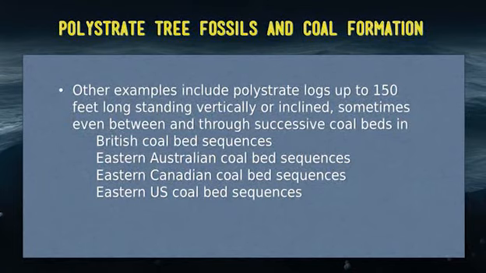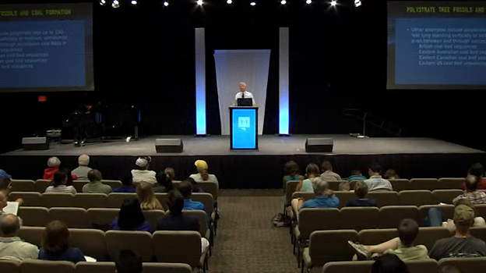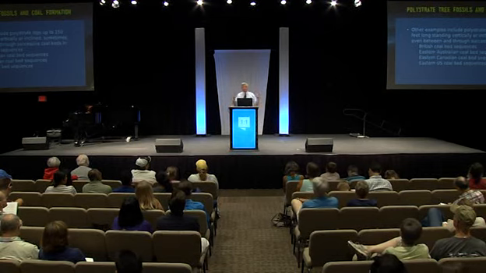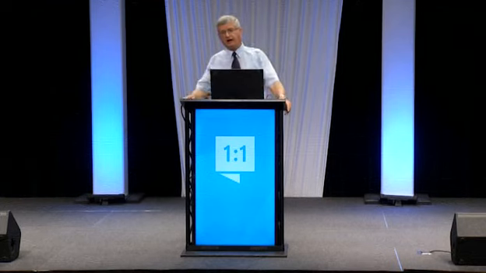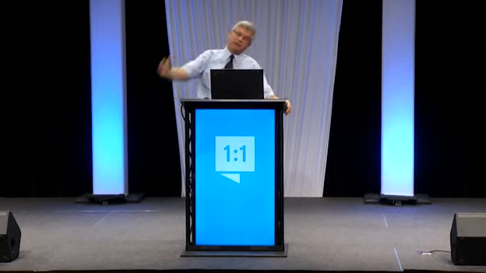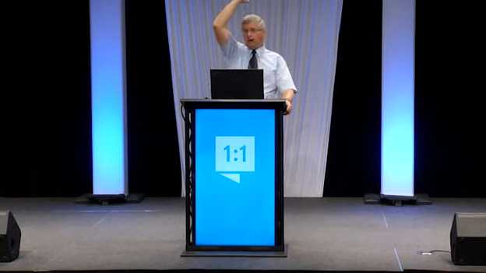Some of these trees when they were found, 150 feet long. Some of them standing vertically, some inclined, and sometimes between and through successive coal beds. I know of an example that was found in the 1840s and 1850s in Britain, where the testimony is it went all the way from one coal bed through another coal bed above it, over 150 feet long. I've had the same testimony from a coal miner in the Newcastle area in Eastern Australia, where one of these tree stumps went from one coal bed right through, up through another coal bed. Examples in eastern Canada and also here in the eastern United States.